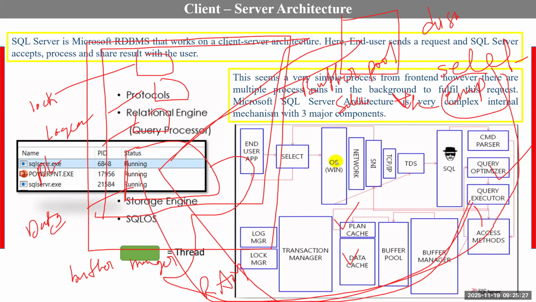Then the experienced people will ask one doubt: I have 10 GB of RAM and my table size is 1 GB, so how can it fit in the memory? Suppose the query is executed for the first time. After the query executor, it goes to the access method, then to the buffer manager, then to the buffer pool, then the data cache. Is that right?